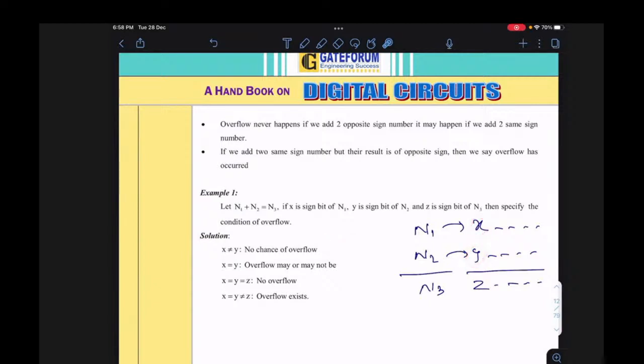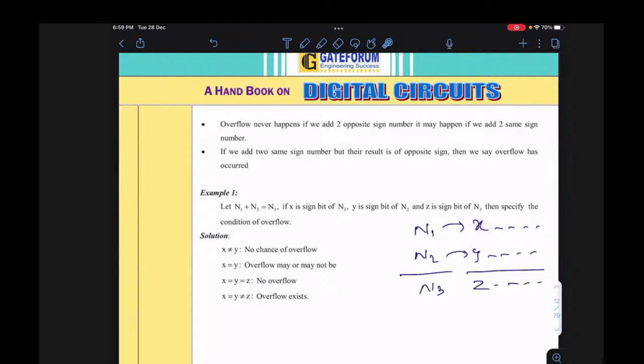But if x equals y, if both of these are the same, that means both are positive or both are negative, overflow may or may not happen. It is not like every case you will get overflow. It may happen, it may not happen. If x equals y equals z, that means if you're adding two positive numbers, the answer is positive, or if you're adding two negative numbers, the answer is negative, then there is no overflow.